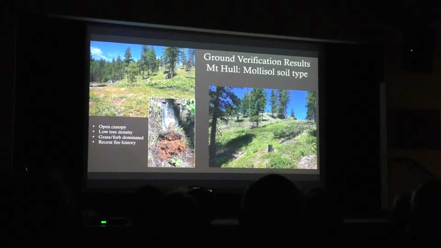So here's Mount Hall. The way that I'm going to proceed through this is we'll start with the ideal condition. If you're going to go to Mount Hall and dig soil and find this mollisol soil type, these are the conditions that you want to find. You want it to have an open canopy, low tree density. You want it grass and forb dominated with a mix of shrubs. And this is a big one for Okanogan County.